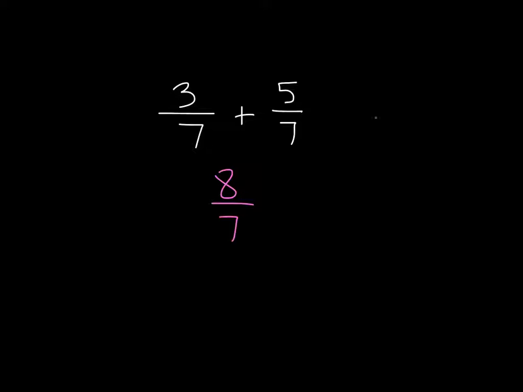So 7 goes into 8 one time, and you have 1 left over. So 1 over 7. So 3 out of 7 plus 5 out of 7 is actually 1 whole and then 1 additional part.